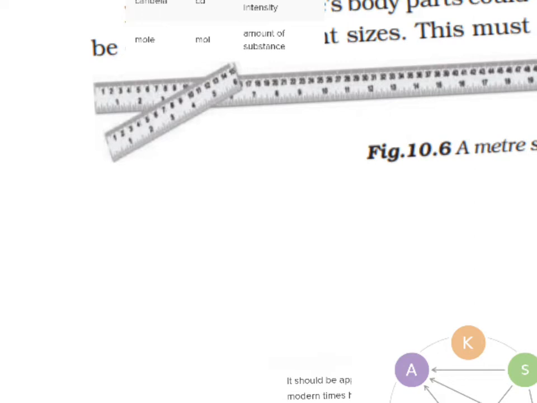You might have seen this scale. This is present in your geometry box. It is of the length of 15 centimeters. We use this to measure small distances, that is the length of a line segment.